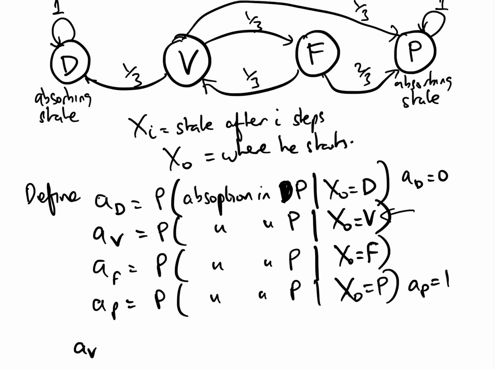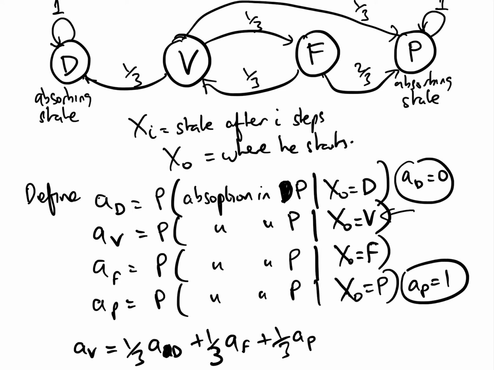Well, if he starts at the volcano, we know that he's either got a third probability of going straight into the dragon, a third probability of rescuing the princess, and a third of going into F. So basically, AV equals a third AD. So it's a third probability that whatever the AD was, which we actually know is 0, but we'll get back to that in a minute, add a third probability of him going into the forest, which is AF, add a third probability of him directly rescuing the princess. And we'll put these in a minute, but let's just do the other one.